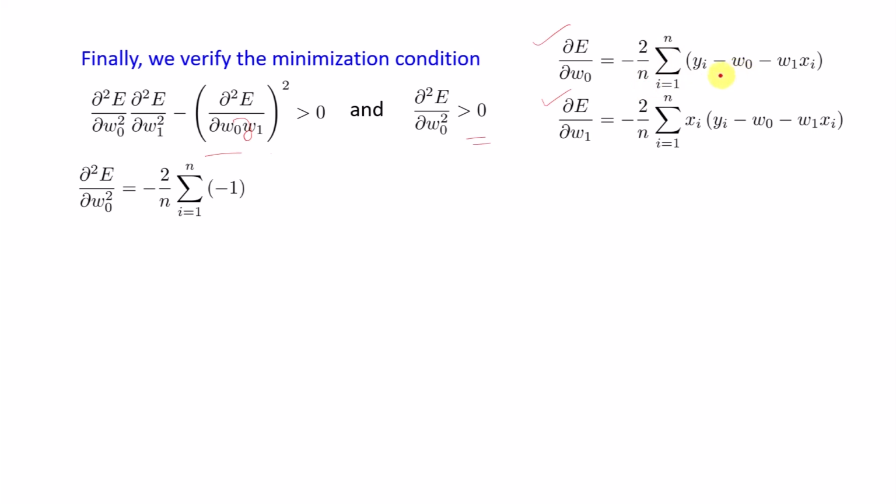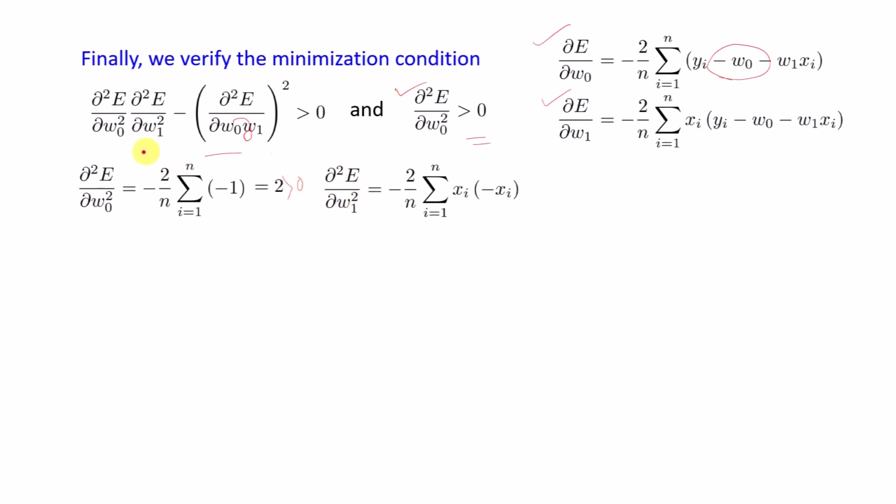Then within the summation I have minus of w0, so I have minus of 1. This minus cancels, and this summation gives me only n. So this is the value of 2, which tells me that this is actually satisfied. So this is certainly greater than 0.